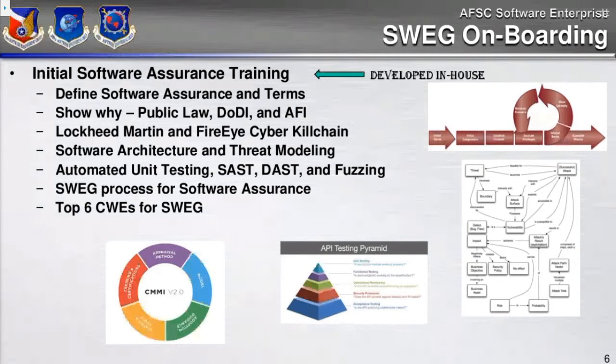So after we talk to that kill chain, we talk about software architecture and threat modeling. We've realized that's one of the pieces missing for most of our folks that come in from these degree programs. They don't really talk about software architecture and how to design everything to work together. So within the Department of Defense, we have lots of things called system of systems.